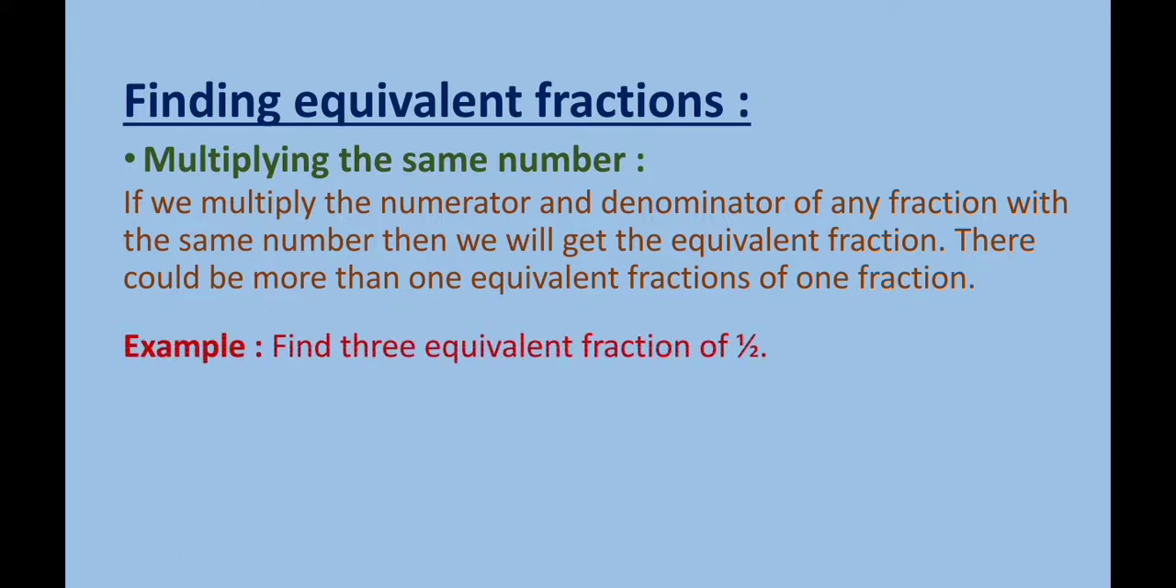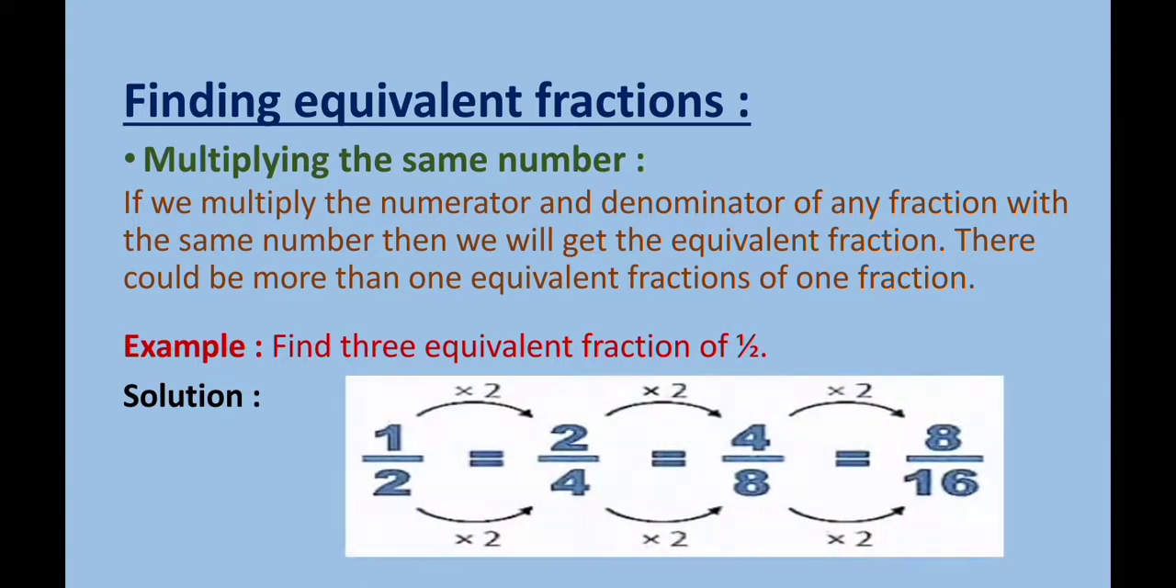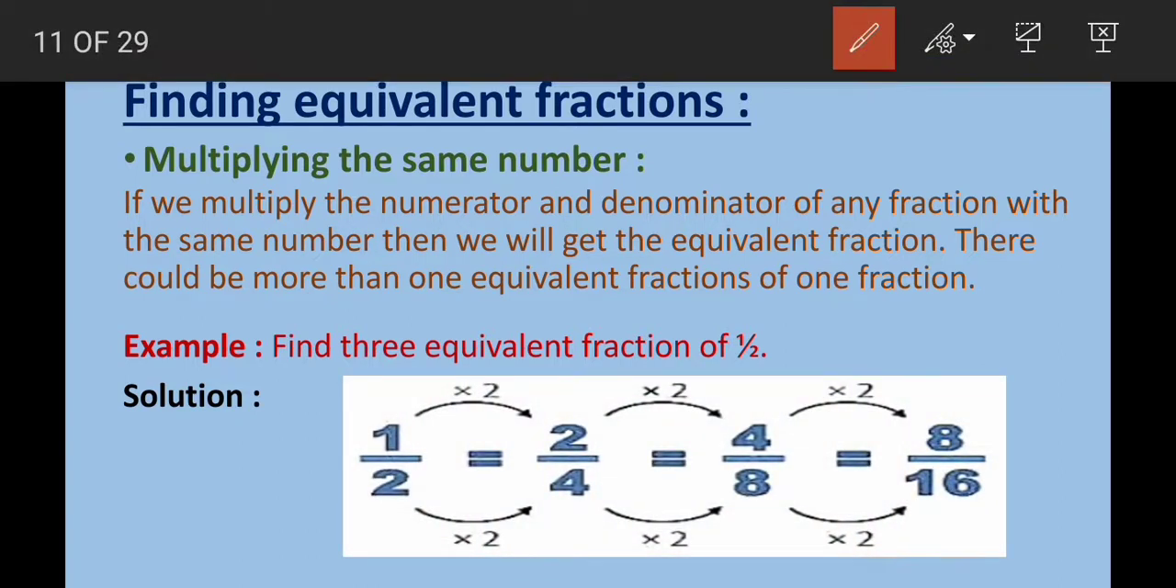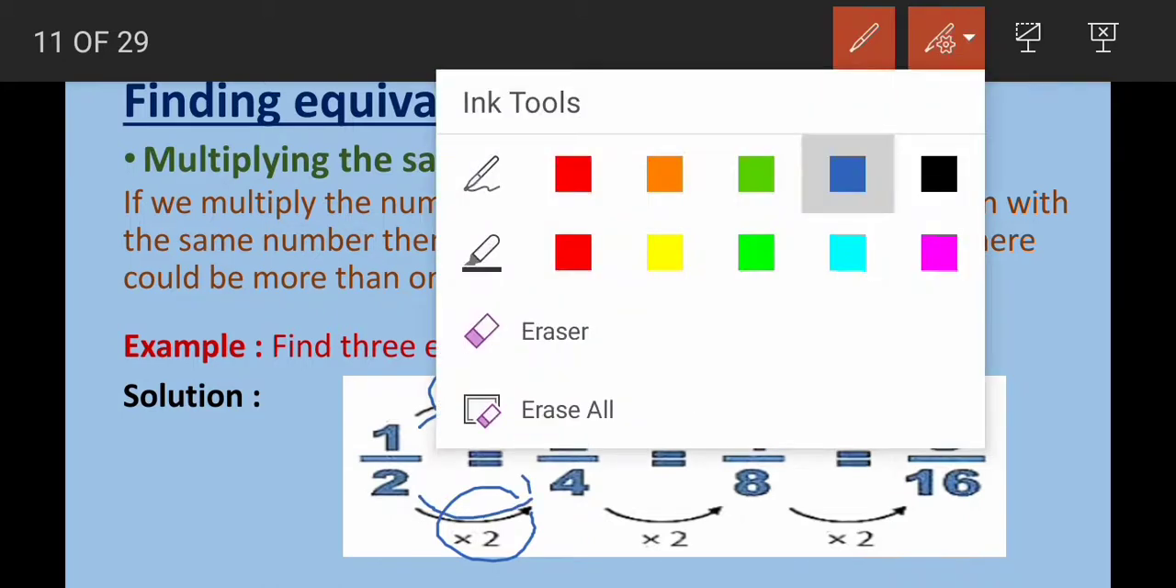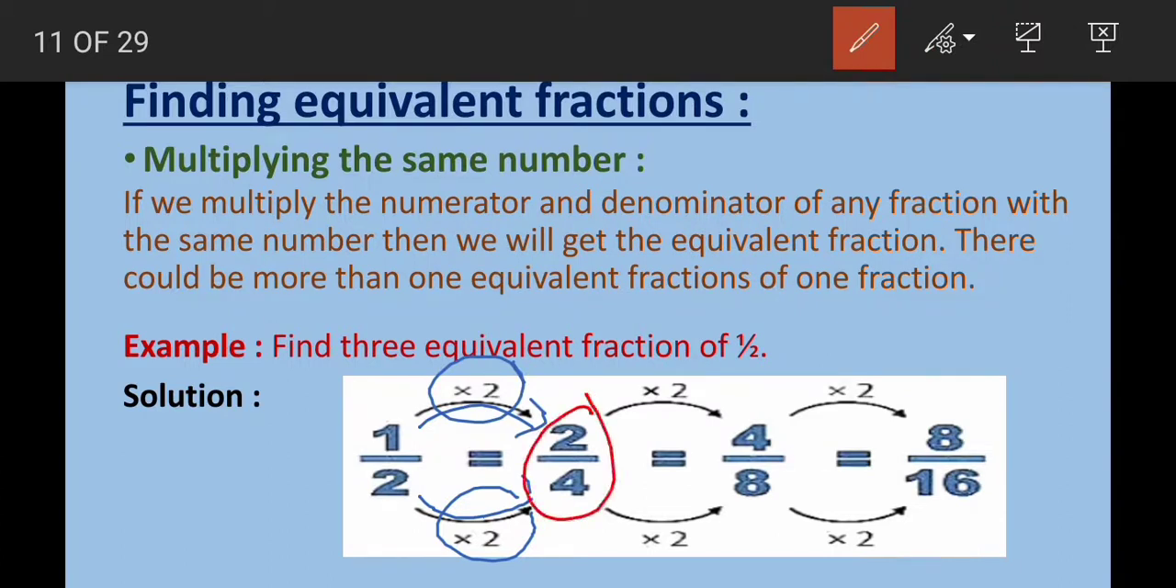Look here, here is an example. Find the equivalent fraction of 1 by 2, that is half. Here's the solution. Here we have to multiply. I have multiplied 2 in the numerator and denominator both, to get the next equivalent fraction. So 1 times 2 is 2 and 2 times 2 is 4. So the new equivalent fraction is 2 by 4.